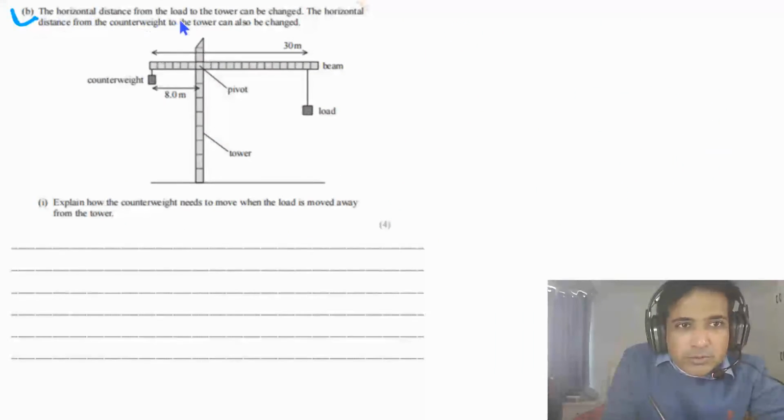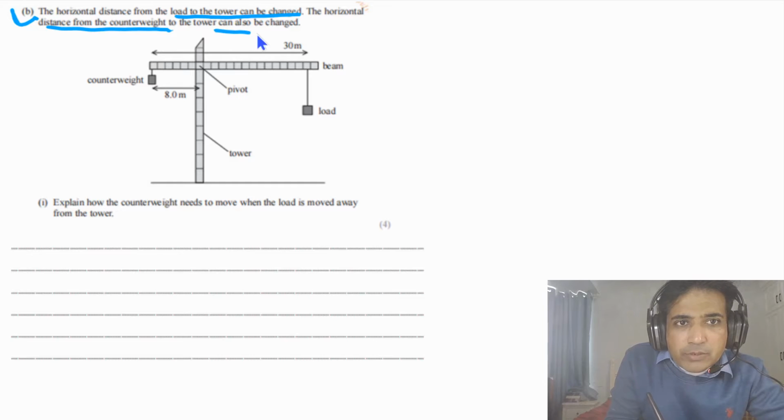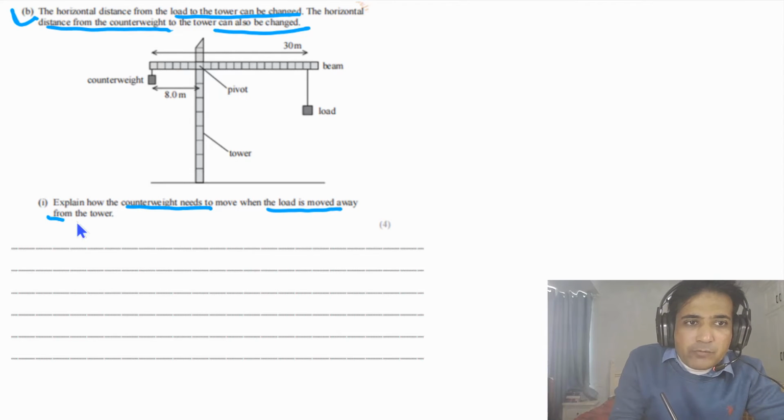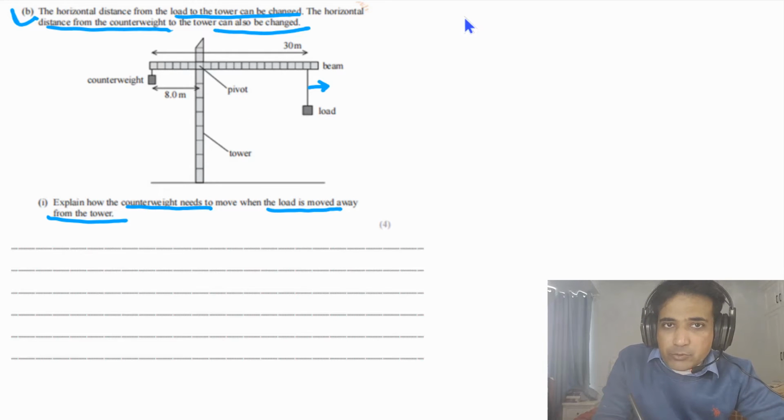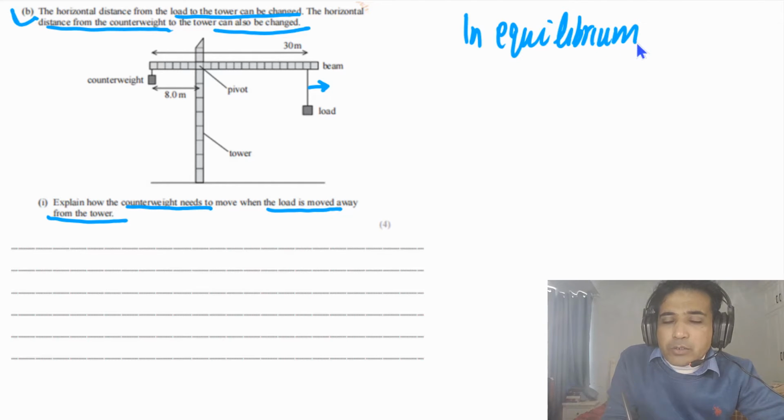Part B says the horizontal distance from the load to the tower can be changed. The horizontal distance from the counterweight to the tower can also be changed. Explain how the counterweight needs to move when the load is moved away from the tower. Means if we move this load away from the tower, how we need to move this counterweight for this system to be in equilibrium. First of all, we need to understand what is equilibrium, the conditions for equilibrium.